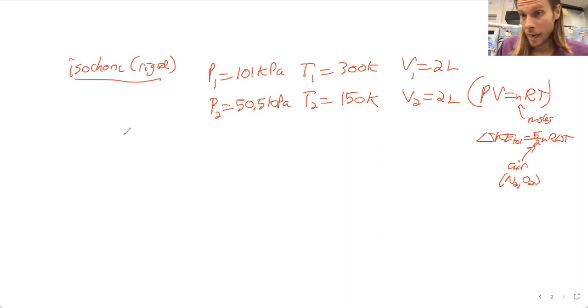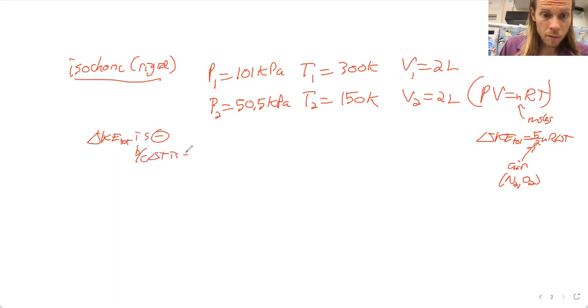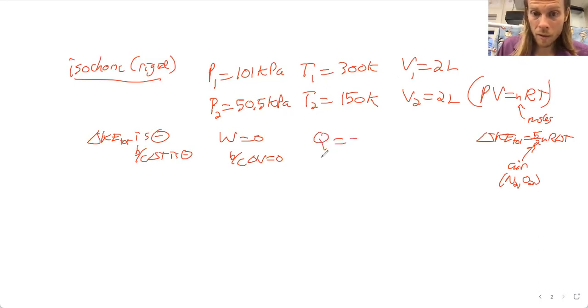So you can do your delta KE total analysis and your work analysis. Here, the work is 0. Delta KE total is negative because delta T is negative. Work is 0 because delta V is 0. It's neither expansion nor contraction. It's isochoric. And heat is therefore negative because of cooling. In this case, Q equals delta KE total.